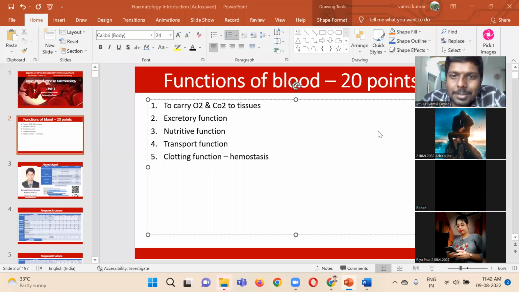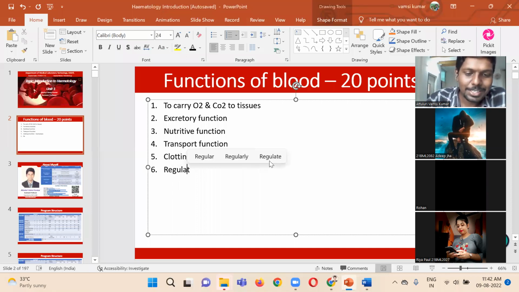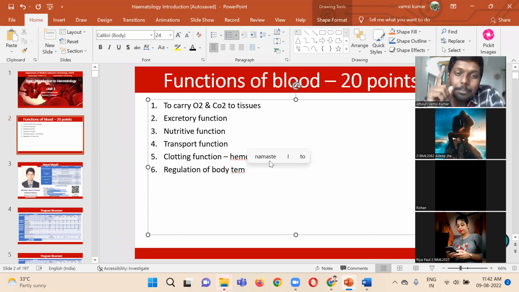Very good. We got regulates body temperature. Yes, Rohan, it regulates body temperature. Excellent, Rohan. Regulation of body temperature. Blood is the primary medium that dissipates heat in the body. Even body temperature is distributed by blood. Blood is an excellent conductor of heat. By the way, is blood alone generating heat? No, actually, the heat is generated by the liver. Liver is the primary organ that will generate heat.